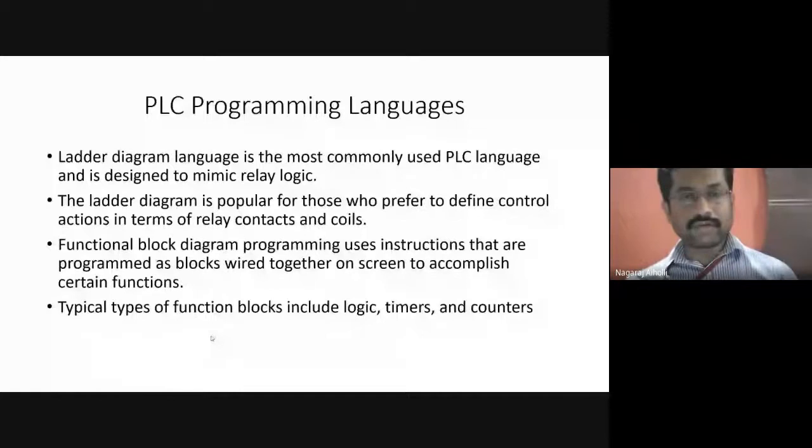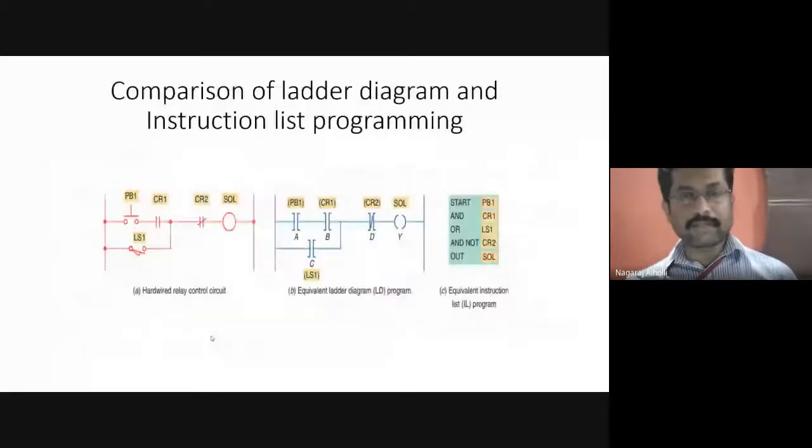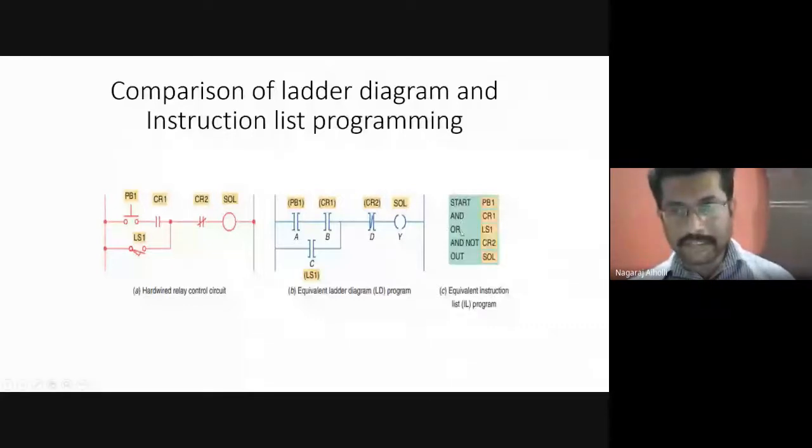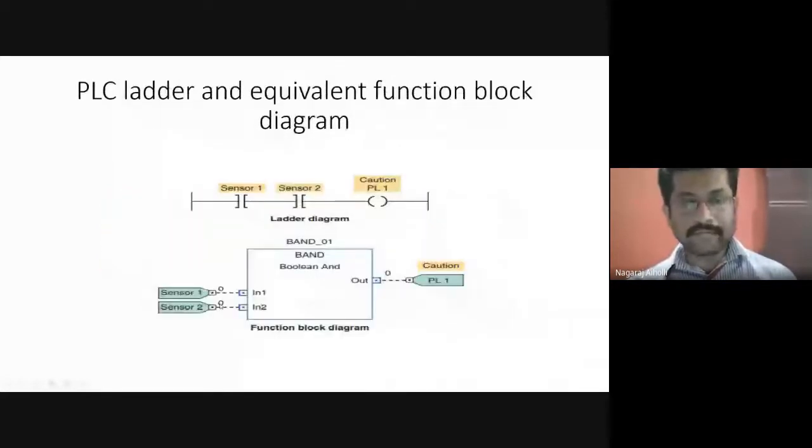Then we have used certain diagrams to explain the comparison between ladder diagram and instruction list programming. This is our low level language programming. AND is indicated by AND, OR is indicated by OR, like this. Instruction list programming, if you compare with ladder diagram and the relay ladder diagram. And ladder diagram being represented in the form of a functional block diagram representation. Comparison between functional block diagram and the ladder diagram language.